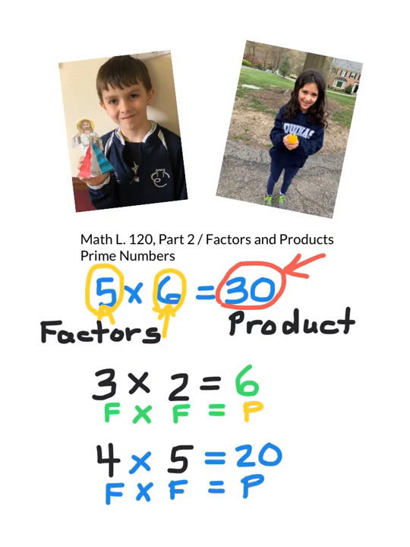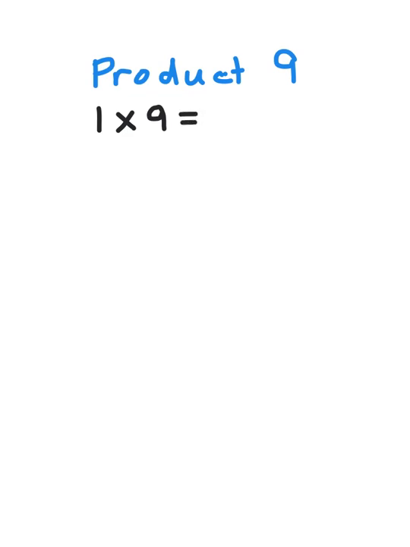Now I'm going to give you a product and ask you what the factors are. What if the product is 9? What are some of the factors? Well, we have to think about that. Let's start with the number 1, and we can always say that one of the factors of any number is going to be 1, because 1 times any number equals that number. So here are the first two factors of 9, 1 and 9, because 1 times 9 equals 9.